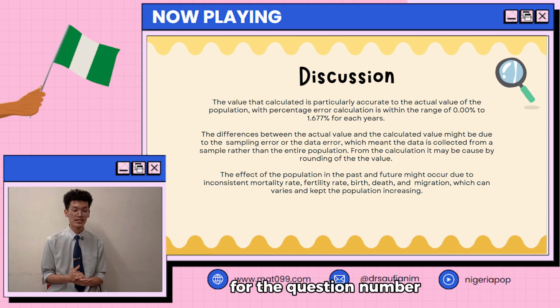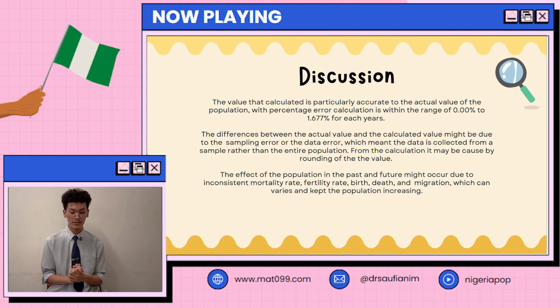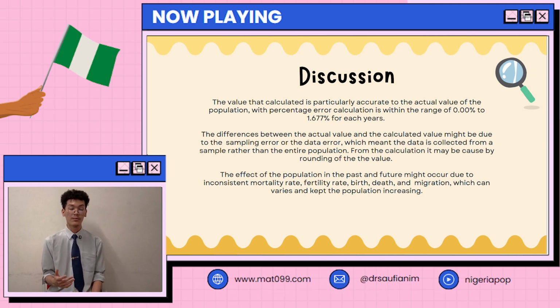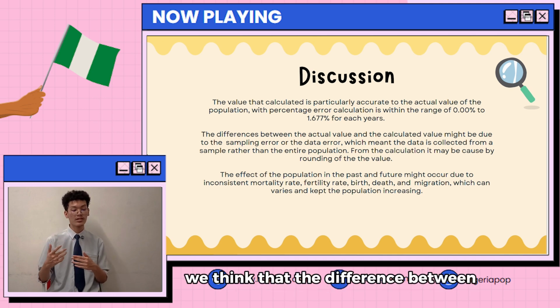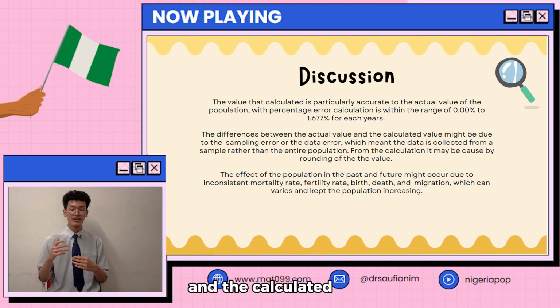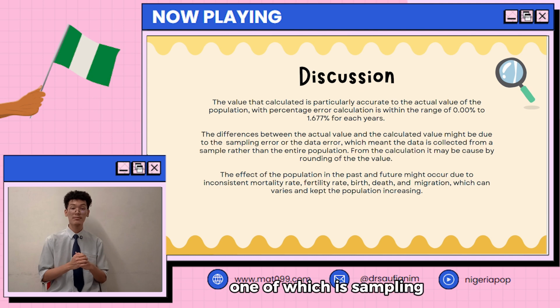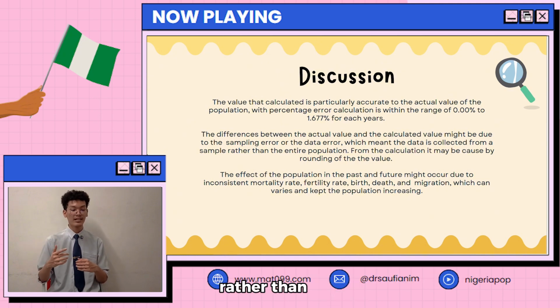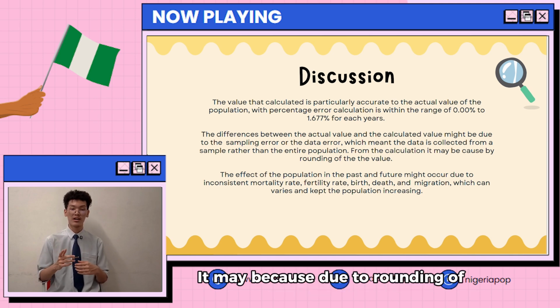For question number 3, if there is any difference between the actual value and the value calculated from the particular solution, why do you think it is so? We think that the difference between the actual value and the calculated value might be due to several reasons, one of which is sampling error or data error, which means the data is collected from a sample rather than the entire population. From the calculation, it may be caused by rounding of the value.